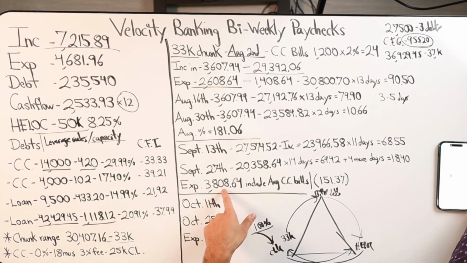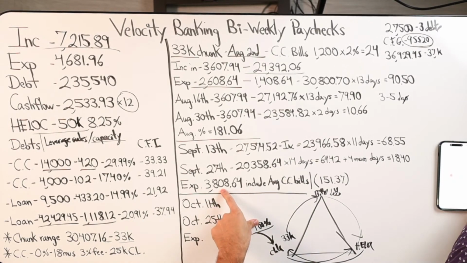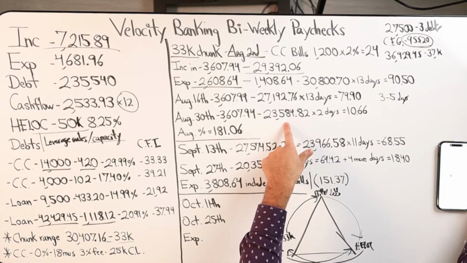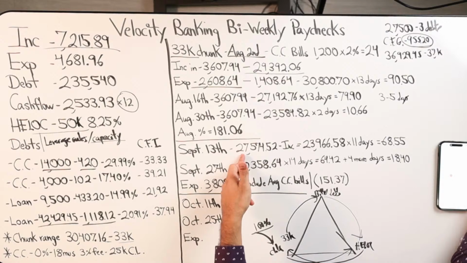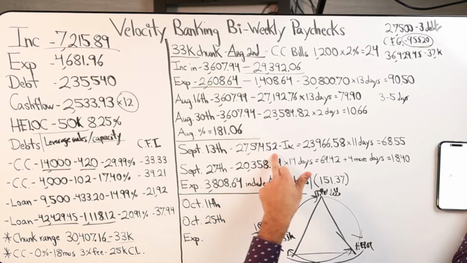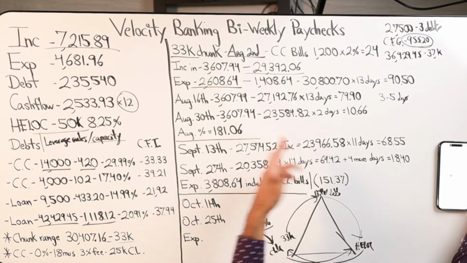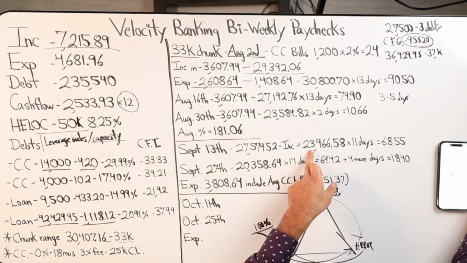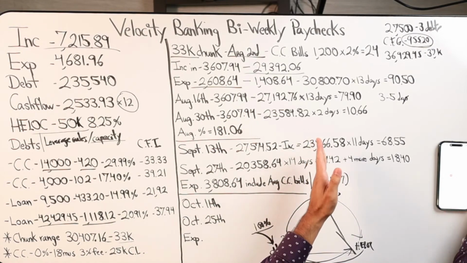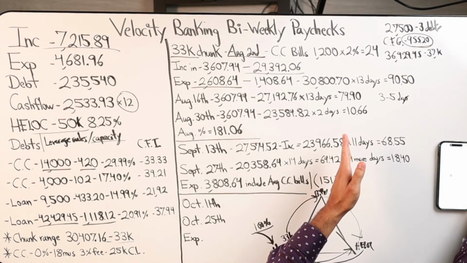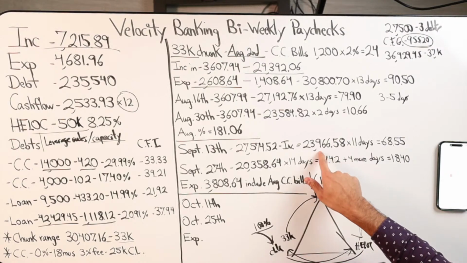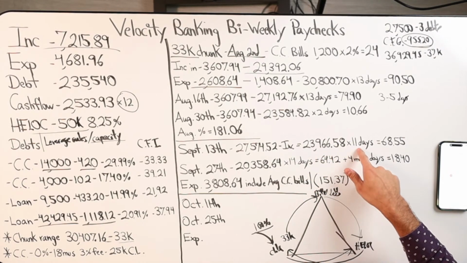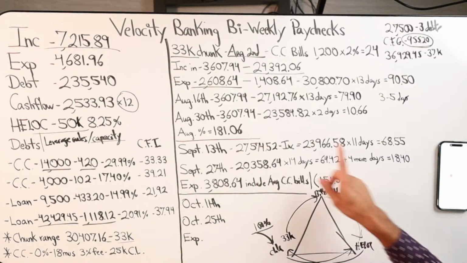What I did was I added 3,808.64 to the 23,584.82 number and the 181.06. You should get 27,574.52 minus income 3,607.94. Here's your balance, 23,966.58. Now, you should times this number by 11 days at 8.25%.